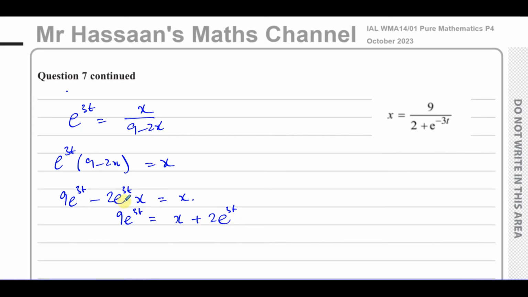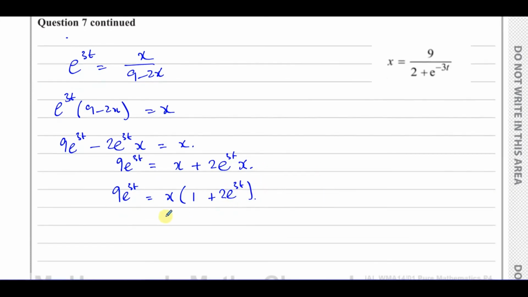Okay, so I've just, 2 to the power of e2 times x. So I've basically added this to both sides, so the x's are together now. So I have 9e to the power of 3t equals x times 1 plus 2e to the power of 3t. Okay, and I can now divide both sides by 1 plus 2e to the power of 3t.